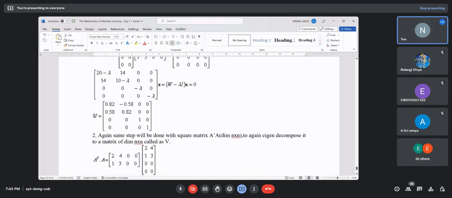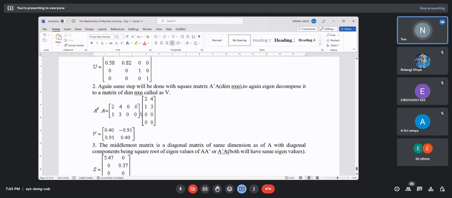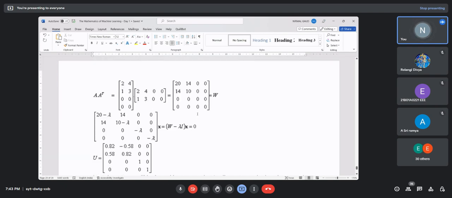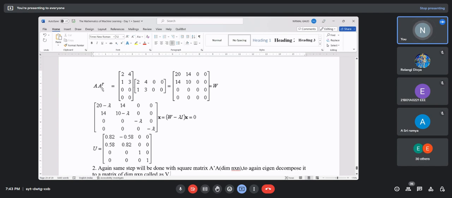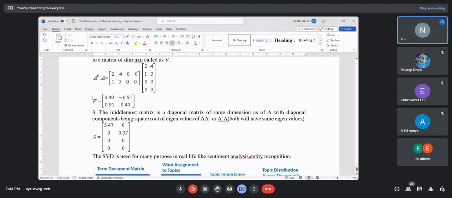On the basis of that, I calculated the matrix U. Then later on, I use the same step to calculate the matrix V. Again, A transpose A. Previously, I performed A dot A transpose. Now, I perform this thing, A transpose A. Whatever the result I get, the same operation I performed and calculated the value V.